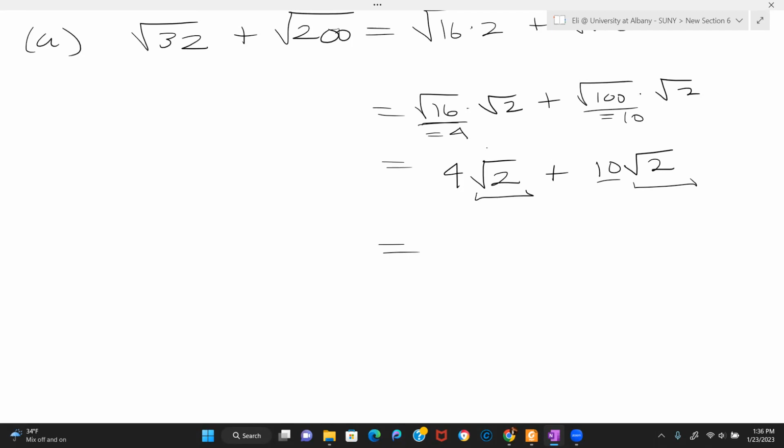One way to see that is as follows. You have this common factor right here, so you can factor that out. So you get 4 plus 10 root 2. And then you combine the 4 and the 10, and that's why you get 14 root 2. That's just one way to see it. I think that's honestly the best way to see it.